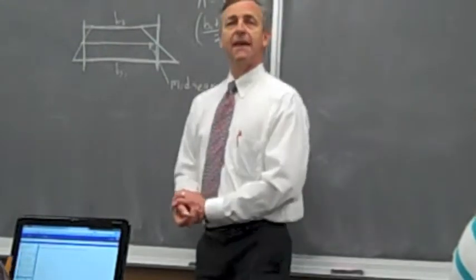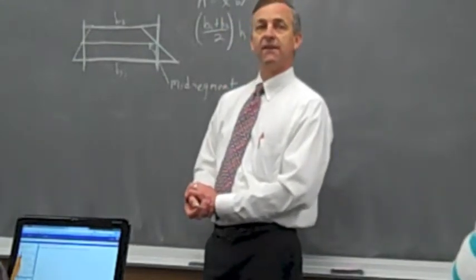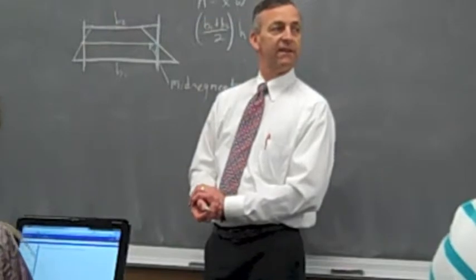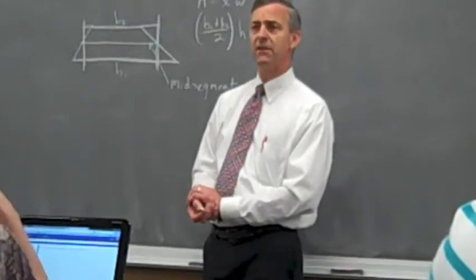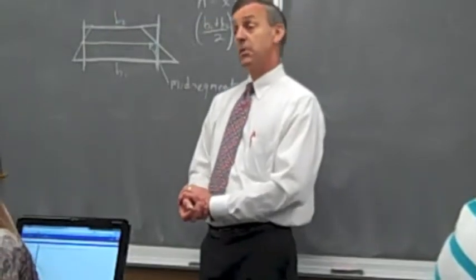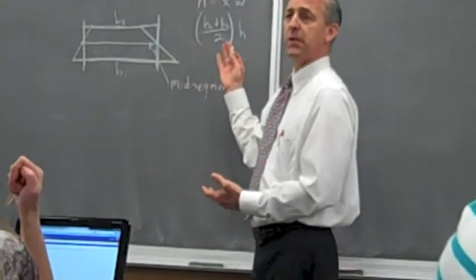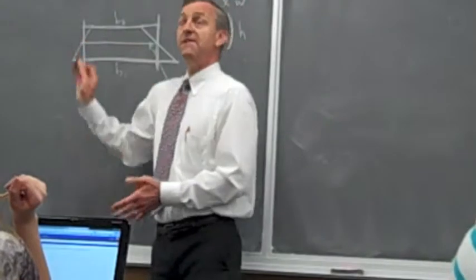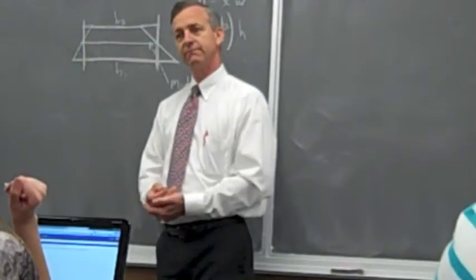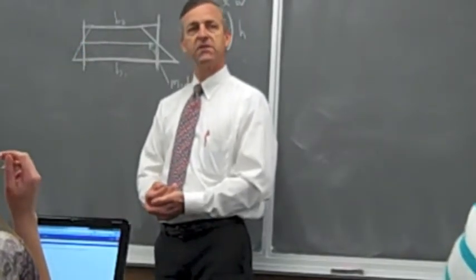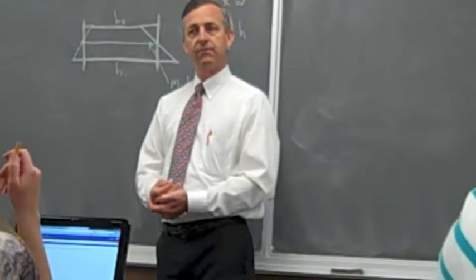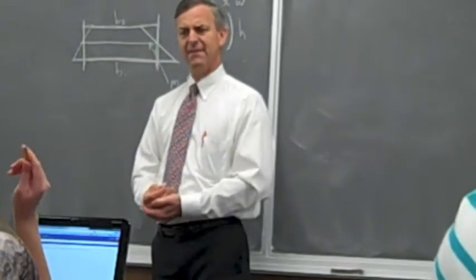It's the same length as the average of the bases. Can you see that? So another formula for finding the area of a trapezoid would be the length of the mid-segment times the height. Because the length of the mid-segment is simply the average of the two bases. Does that make sense?